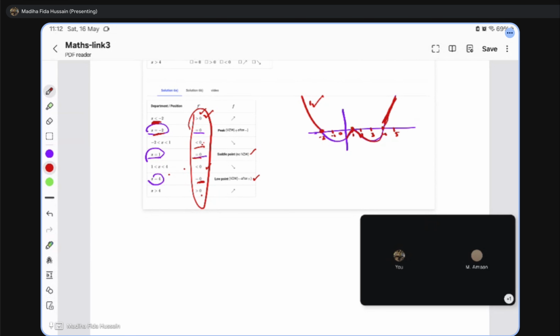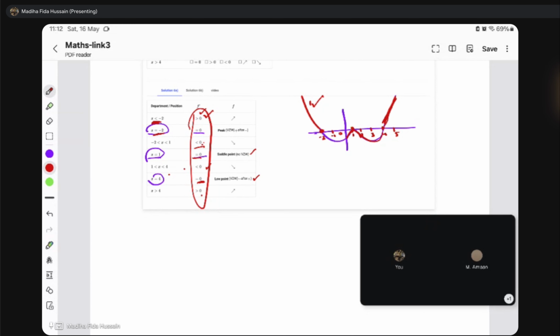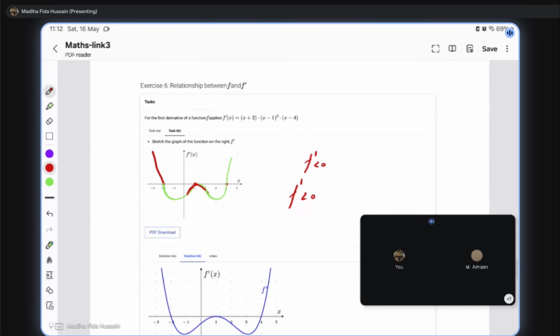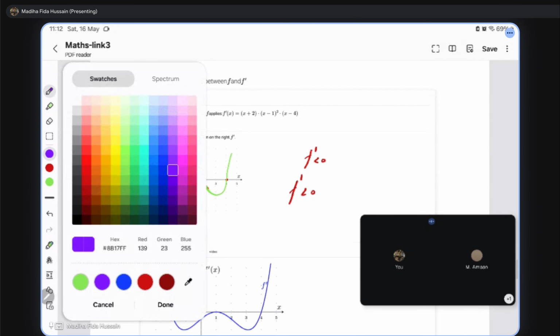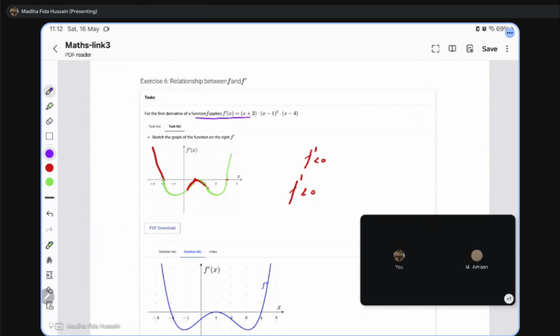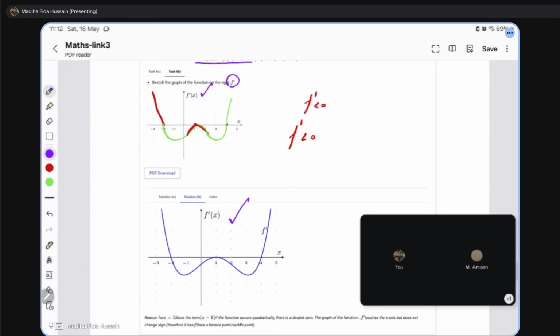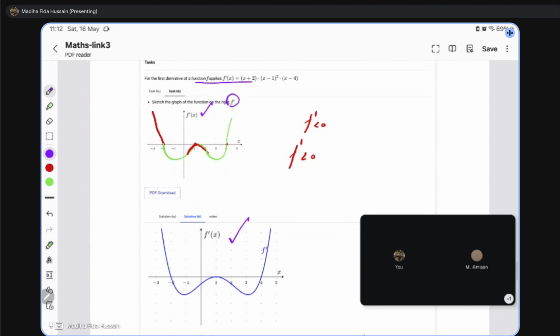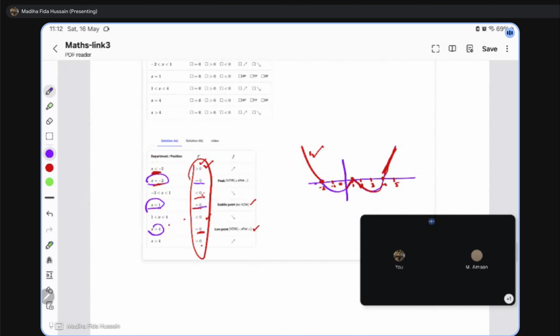But you mentioned that f' is different from f, right? Yes, because they are saying draw the graph of f', so that's why. Look, when I draw the graph of f, then I will follow this column.